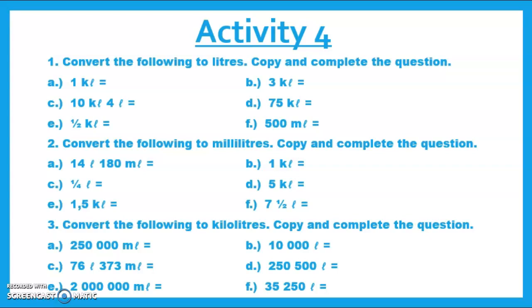Copy and complete the question. Again, A to F, you're given a variety of different capacities and you need to convert them to milliliters only. And number 3, convert the following to kiloliters. Copy and complete the question. A to F, you're given a variety of other units of measurements and you need to convert it to kiloliters only.